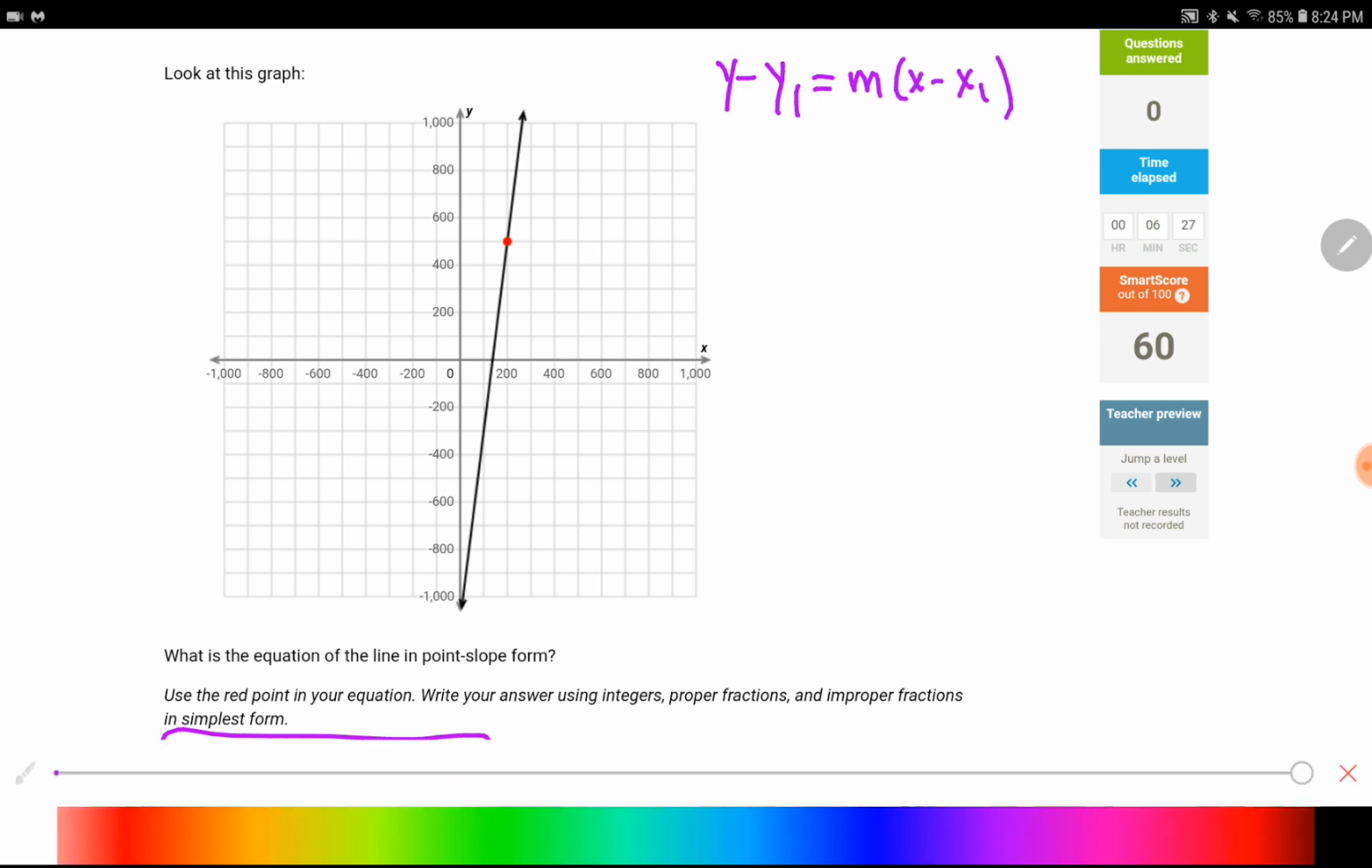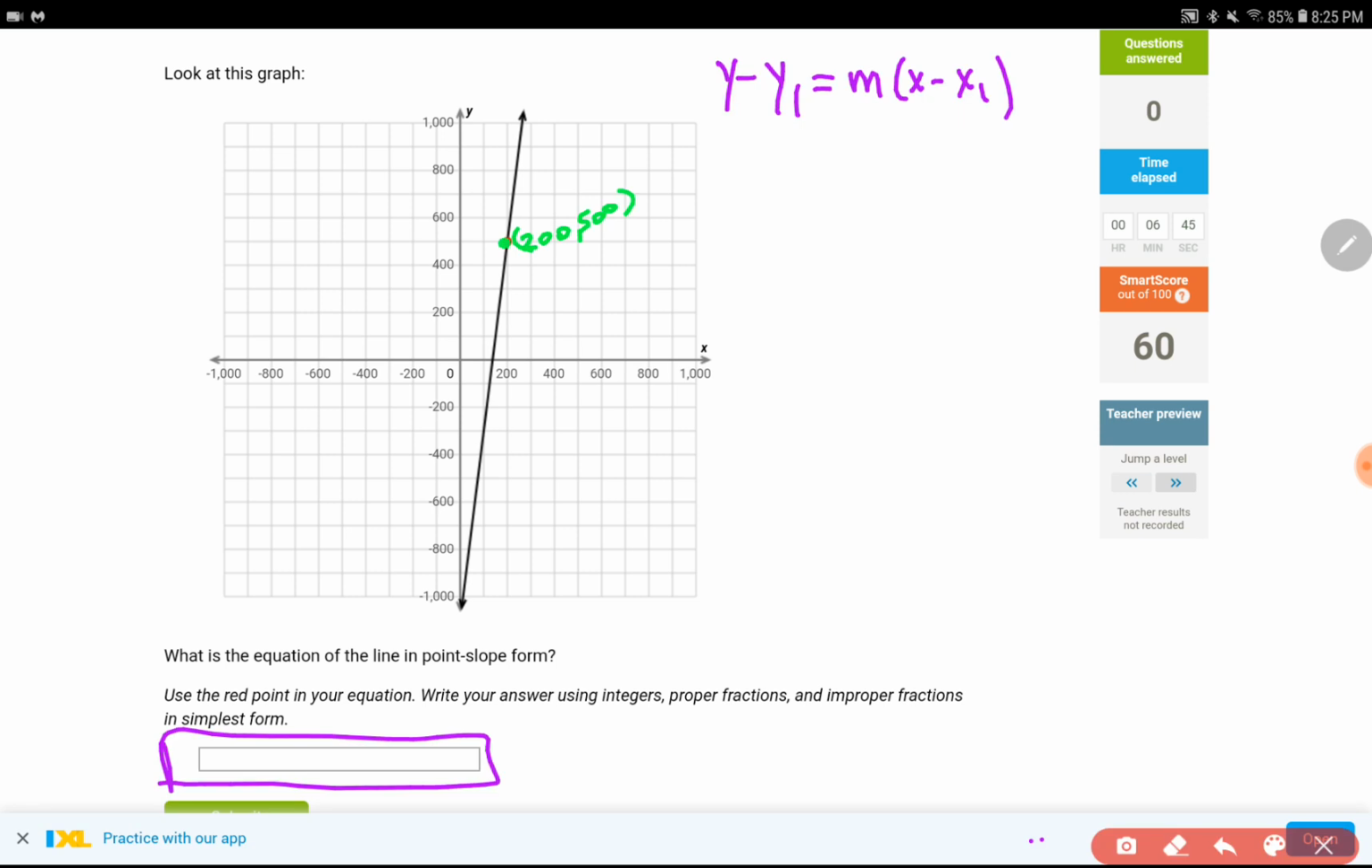The y1 and x1, we can use any point on the line, but let's just use this one here since the coordinates are already there. Over 200 and up 500. The first one is the x, the second one is the y. So let me just plug them in right away in this question. So there's y over here, so let's start with that one. 500, and then x1 is 200.